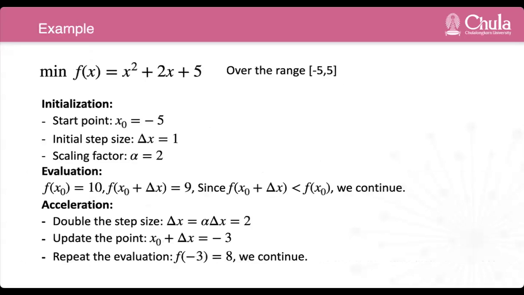For example, we have the objective function of x squared plus 2x plus 5 over the range of -5 to 5. Let's start from x0 equal to -5, and then initial step size delta x of 1, and a scaling factor of 2. We evaluate f of x0 and then evaluate f of x0 plus delta x.